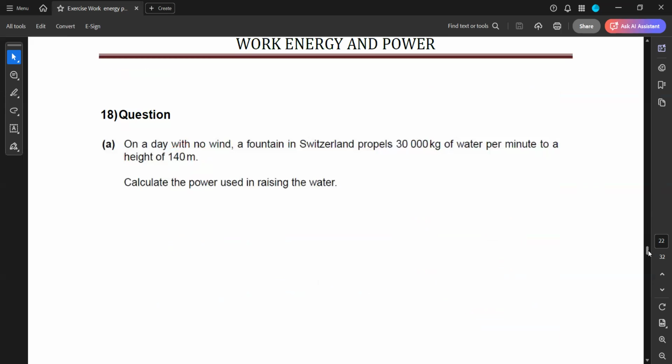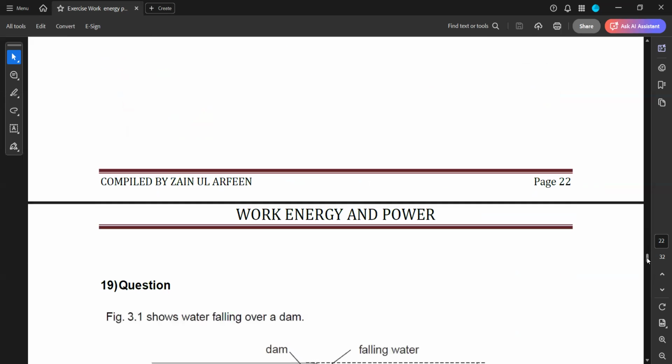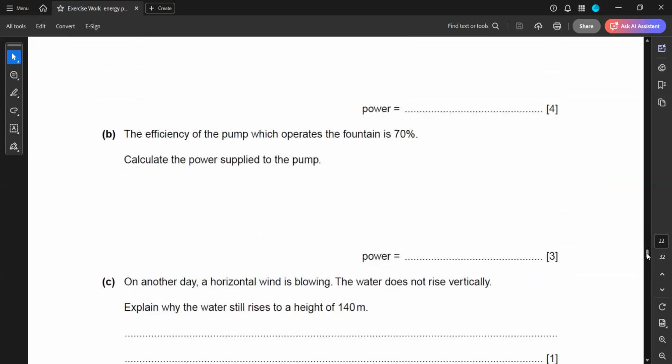In part B, the efficiency of the pump which operates the fountain is 70%. Calculate the power supplied to the pump, the input we need. The output is 6.86 into 10 power 5 watt. We need the power supply.